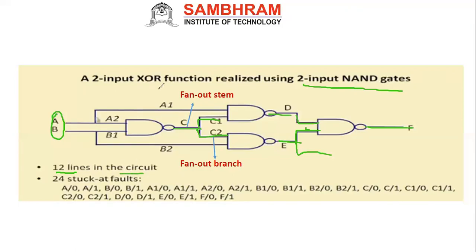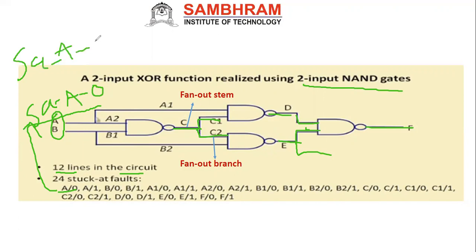Now, how many stuck at faults will be there? The possibilities are stuck at 0 and stuck at 1. For each and every line, 2 faults I can consider, either 0 or 1. That is why here we can say for A, SA-A-0. This is the specification, so here it is specified as A/0, which means stuck at A0. Then stuck at A1, meaning A is stuck at 1.